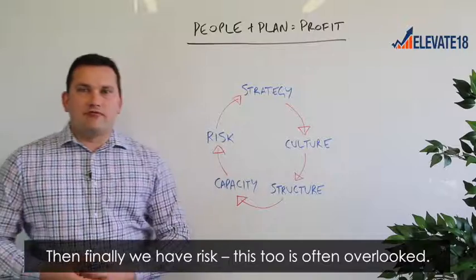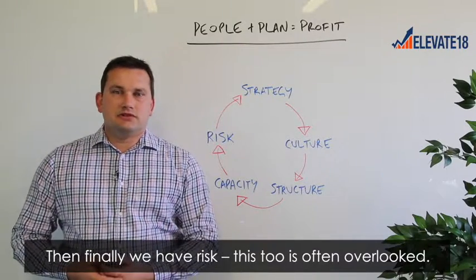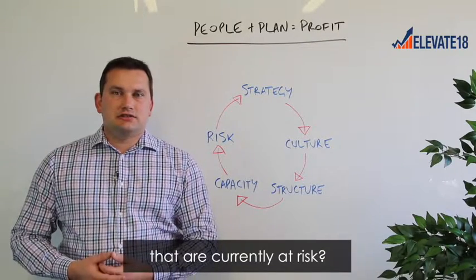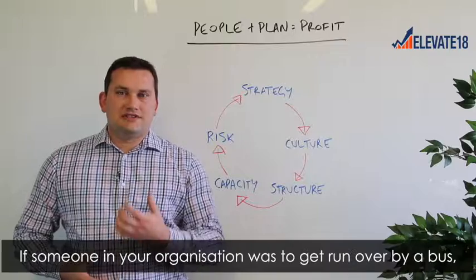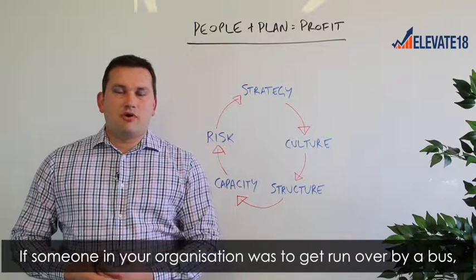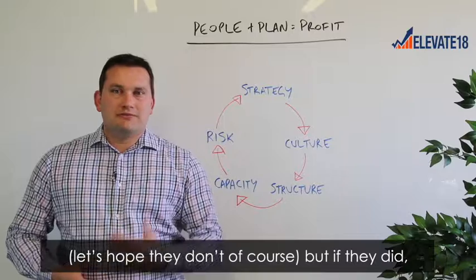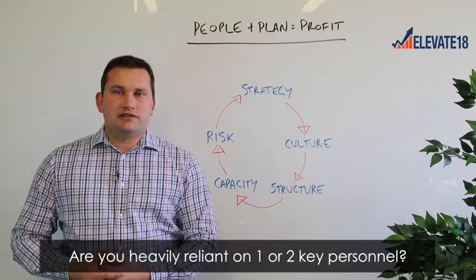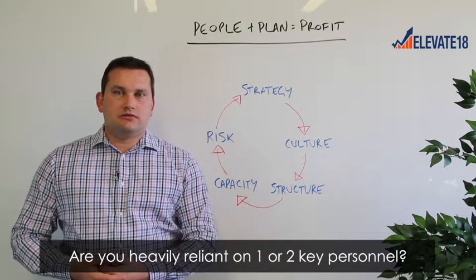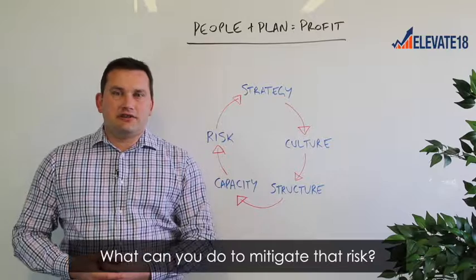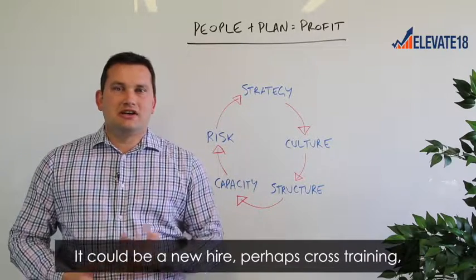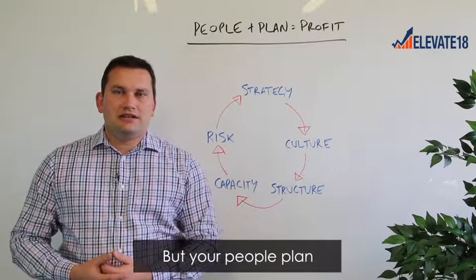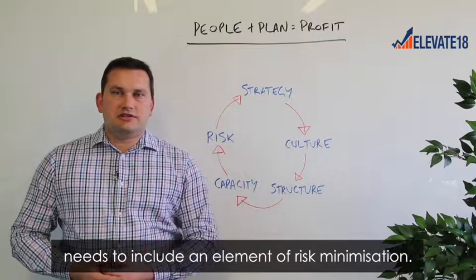And then finally, we have risk. This too is often overlooked. What positions do you currently have in your business that are currently at risk? So it could even be your own. If someone in your organisation was to get run over by a bus, well, let's hope they don't, of course, but if they did, what is the risk to your business? Is it heavily reliant on 1 or 2 key personnel? And what can you do to mitigate that risk? It could be a new hire, perhaps cross-training or even documentation of systems and knowledge. But your people plan needs to include an element of risk minimisation.